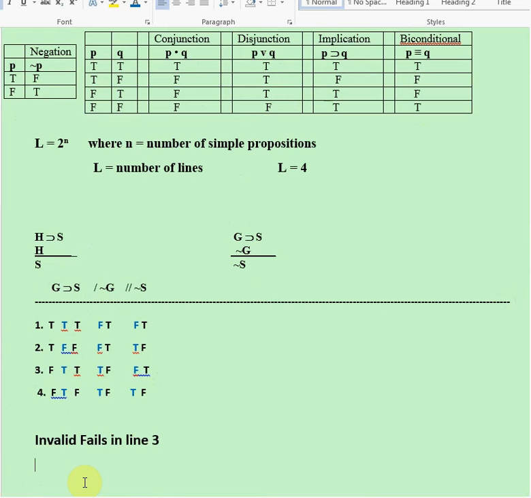Okay, that is it for this video. In your homework assignment, you will be doing the truth tables, and you will be using them to determine validity, just like we did in this example here.